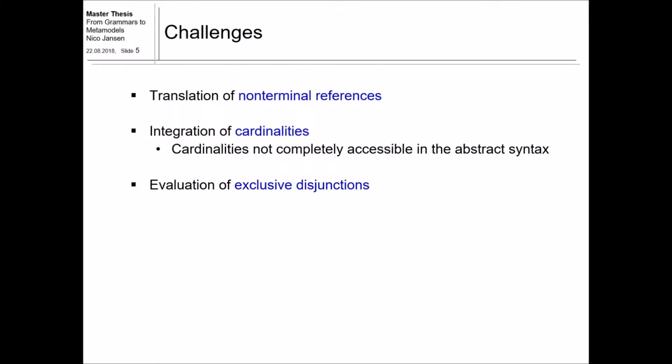Challenges were exactly the translation of these MontiCore-specific features, such as non-terminal references, but also the correct integration of cardinalities. The cardinalities in the abstract syntax only represent rough boundary values for the actual cardinality restrictions of the underlying grammar. The same holds for the translation of exclusive disjunctions.